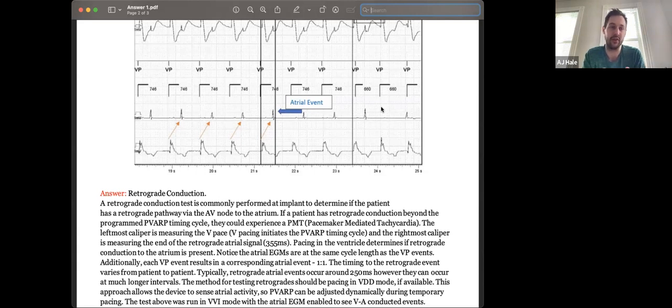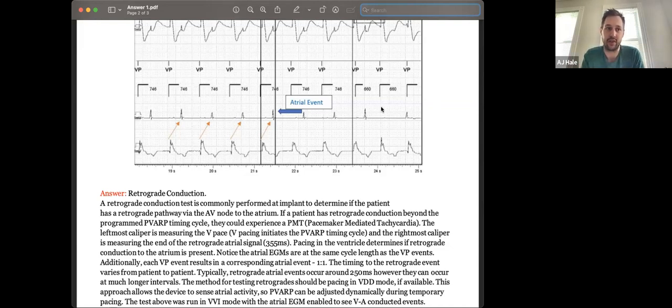Basically, it'll do a wiggle test and change the V to V timing. If the V to A timing doesn't change, that indicates that they're associated. So if the time from a ventricular pace to an atrial sense is the same, and I'm glossing over some idiosyncrasies, but if it's consistent, that means the V is driving the A. If the V to A timing does change when you change the ventricular timing, that means they're not in sync and it just happens to look like PMT.